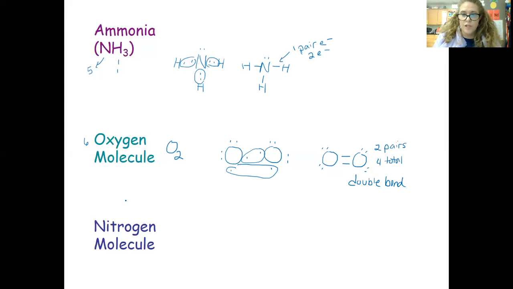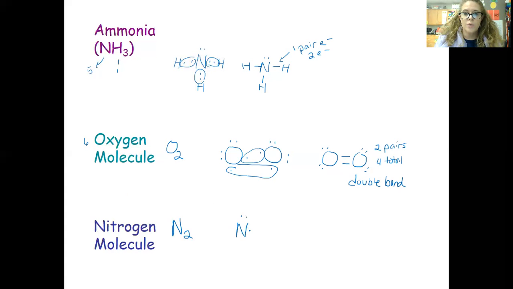So now let's look at nitrogen. Looking at the periodic table, nitrogen is 3 hops away from a noble gas. It has 3 open spaces, 3 unpaired electrons. I should be making 3 bonds. So let's see how this goes. So then I have nitrogen, which is N2, because right, it's a diatomic. And so I'm going to do 2 nitrogens. Nitrogen has 5 valence electrons.